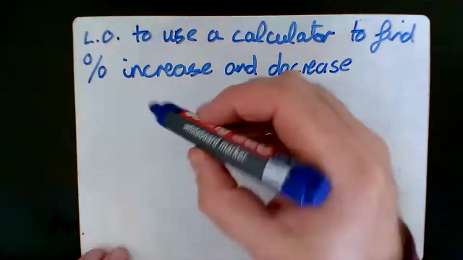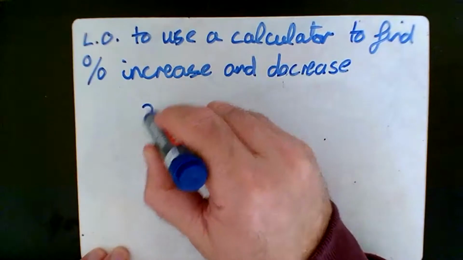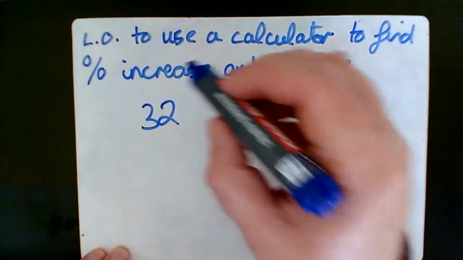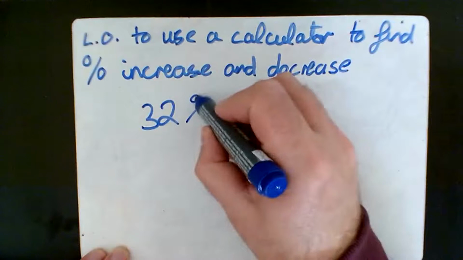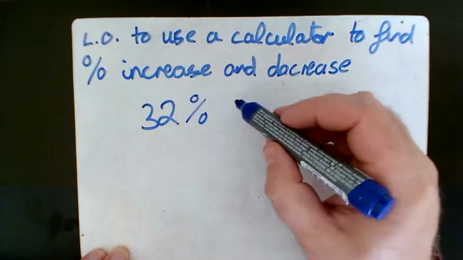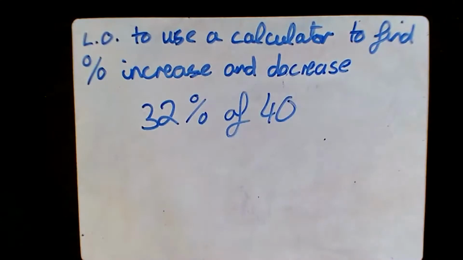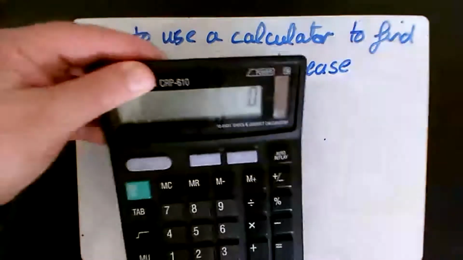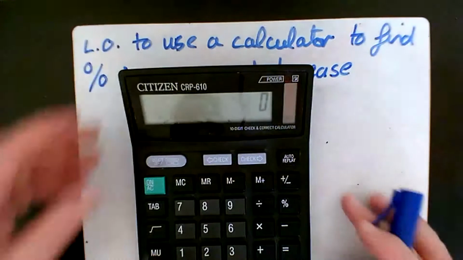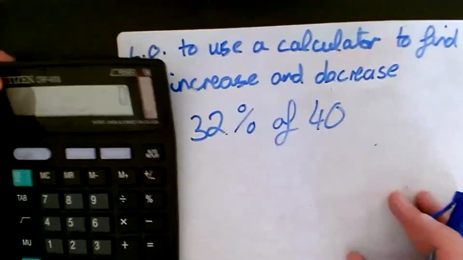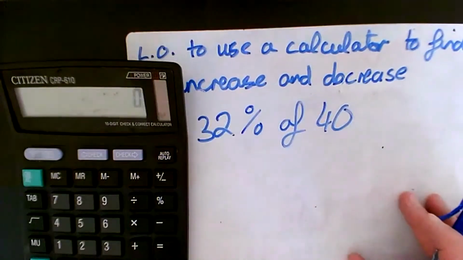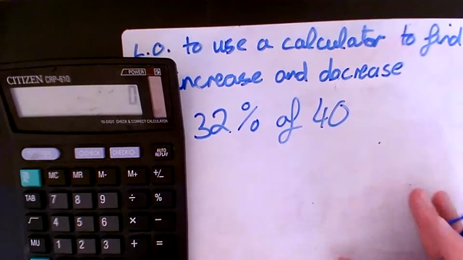Okay, so we have been manually finding out, that means just doing our workings out, the percentage of something. So now we're going to use a calculator. If I want to find 32% of 40, of course I can find 10%, I can find 1%, and do all that sort of stuff. But what we're actually going to be using today is a calculator. So I'm just going to be using a normal calculator. So let's have a look at what I need to do to find 32% of 40.